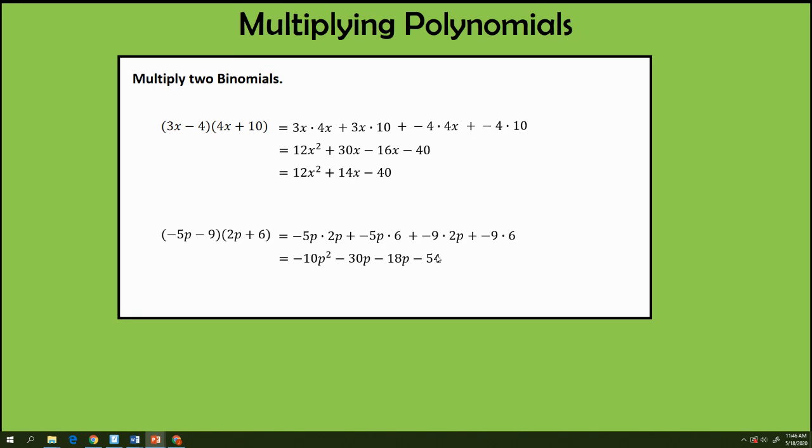And then negative 9 times 6 is negative 54. Okay, combine our like terms, which are these middle two terms. We're going to get negative 10p squared minus 48 minus 54. Okay, there's our final answer.